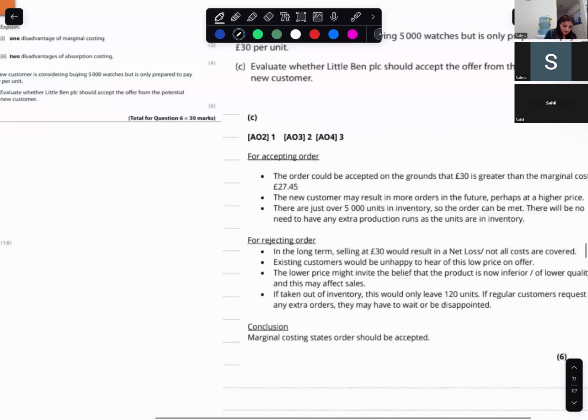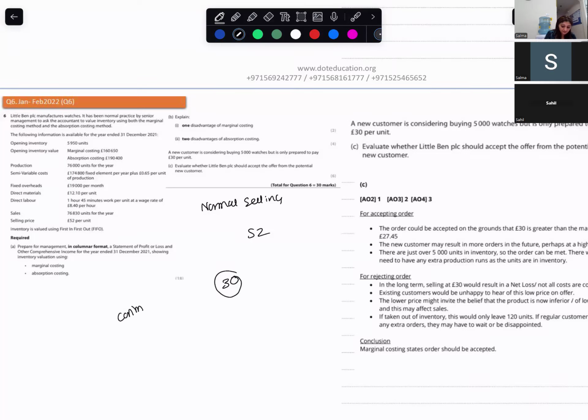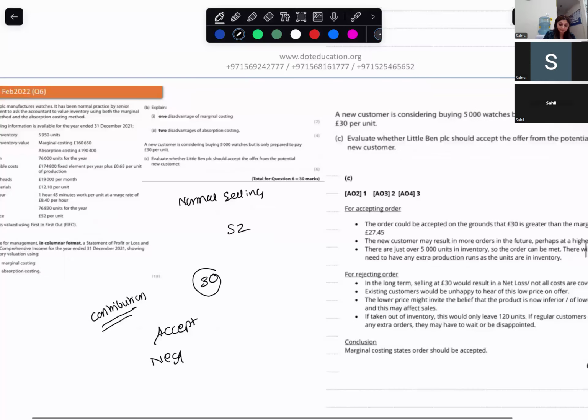What is your normal selling price? 52. And you are getting a new customer, but he wants to pay only 30. You have to decide whether you should accept the order or not. When will you accept the order? If you have a positive contribution, you should accept the order. If the contribution is negative, do not accept the order.